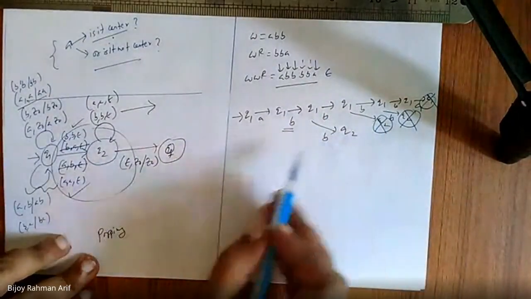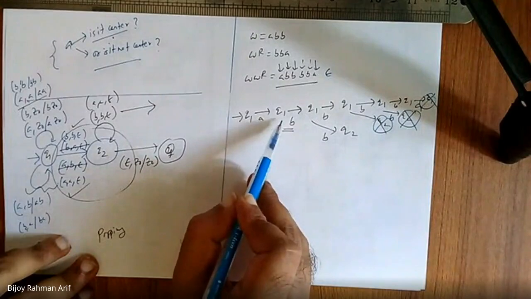Now here, what happened here? Get B. A, B, B, sir.